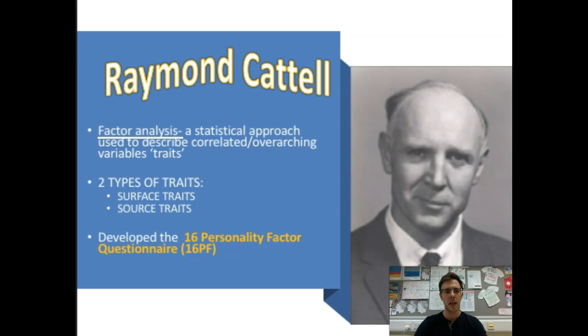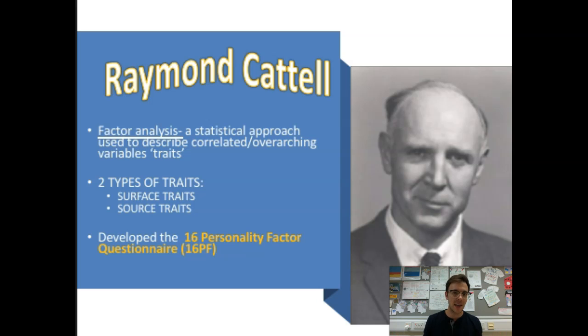Next we have Raymond Cattell, and Raymond Cattell used what's called factor analysis, a statistical approach to describe correlated or overarching variables, in this case traits, right? We talked about factor analysis in Unit 11 when you guys went through the intelligence unit, okay? Factor analysis. So this was really important. You're actually using empirical evidence and trying to really objectify personality and its studies more empirically to make it more of a science. And so Raymond Cattell took what Gordon Allport did in his research and kind of simplified it, because Gordon Allport had over 4,500 different adjectives to explain personality, and that's a lot. I mean, that's a lot of adjectives. That's kind of confusing.